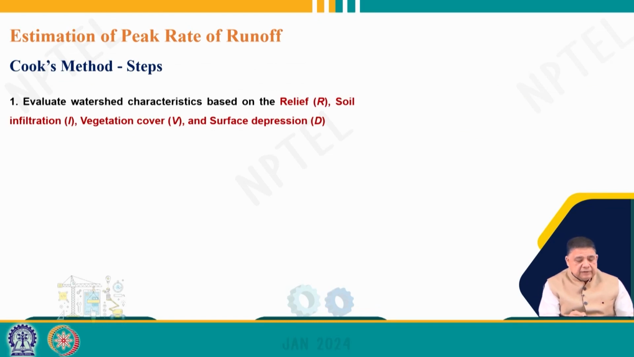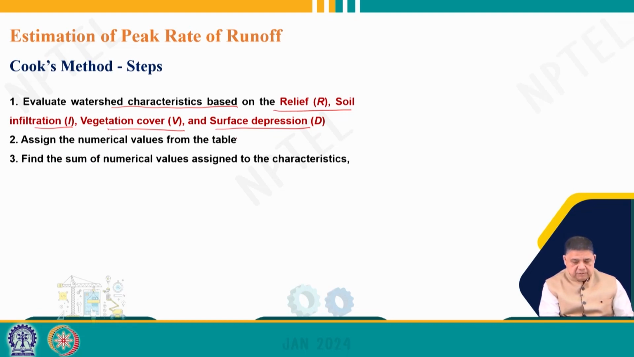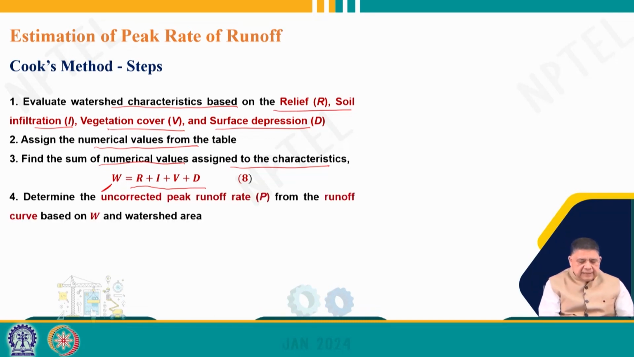Now, the steps are: evaluate watershed characteristics based on the relief, soil infiltration, vegetation cover and surface depression, and assign the numerical values from this table. For all the basin characteristics, you assign the numerical values using the table wherever they fit, and find the sum of the numerical values assigned to the characteristics, which is called W, that is the sum of R, I, V and D, for all 4 characteristics. We saw that it could be max 100 and minimum 25. Then determine the uncorrected peak runoff rate P from the runoff curve based on W and watershed area.